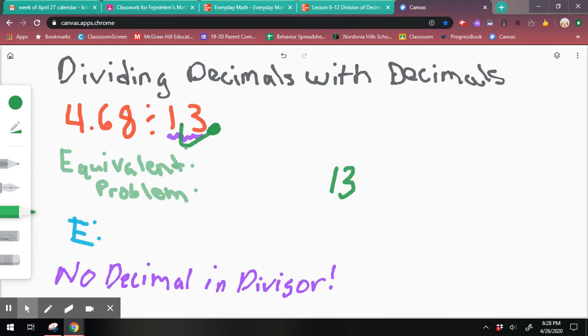But if we're moving the decimal one place to the right in our divisor, we have to do the same thing to our dividend. We have to be fair. So we're moving it one space to the right in our dividend. Now our dividend becomes 46 and 8/10 divided by 13.